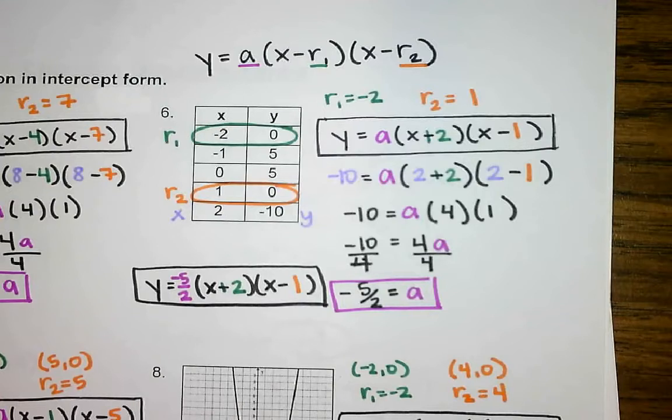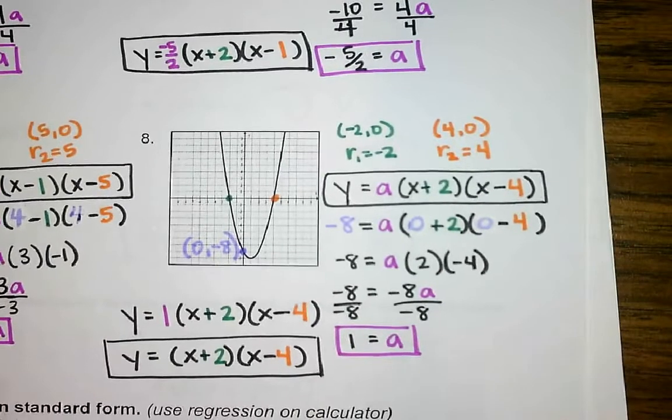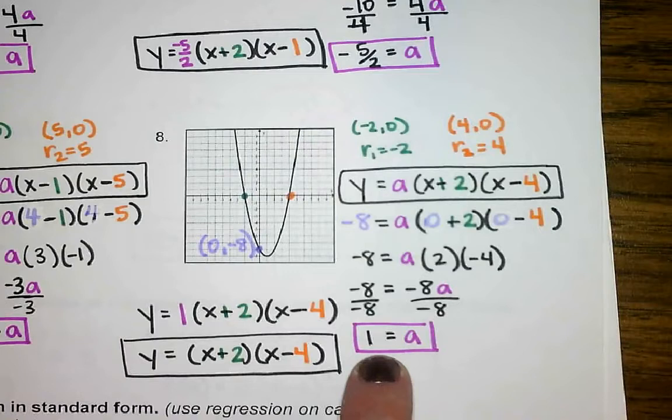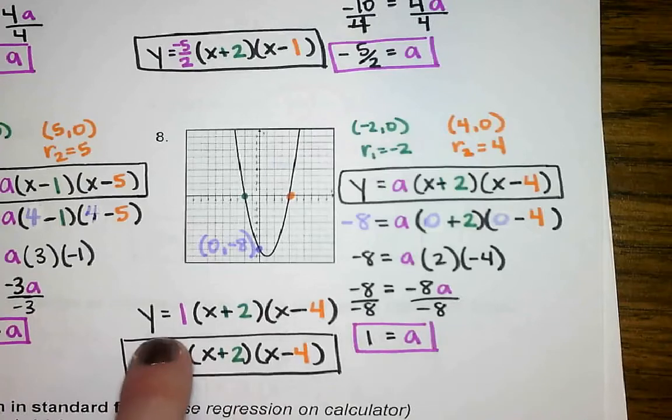And for number 8, y'all, this one was a little tricky. Because, guys, your A value ended up just being 1, right? That can happen. So, guys, if you plug in a 1 for your A value, technically, we just get x plus 2 and x minus 4. Do y'all feel good about that?